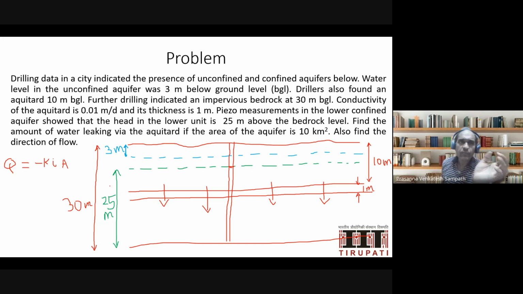So K is obvious, it's given already in the problem. A is obvious, it's given as 10 kilometer square. There you have to convert it to meter square, so it will be 10 power 7 meter square. Now this I is interesting. What would I be? I is the head gradient. The gradient is across the aquitard. What is the head difference between the unconfined and the confined aquifer? What is the head difference?